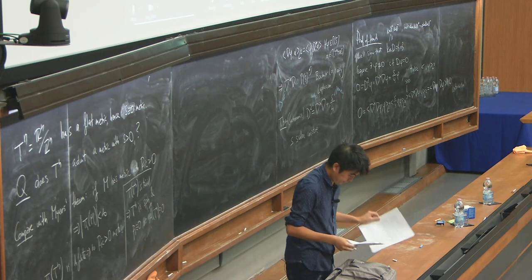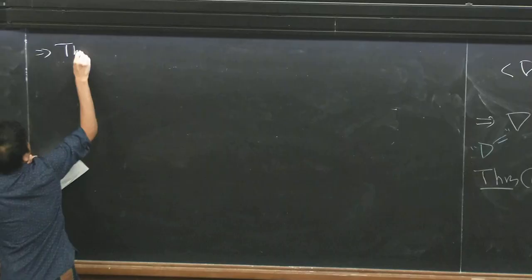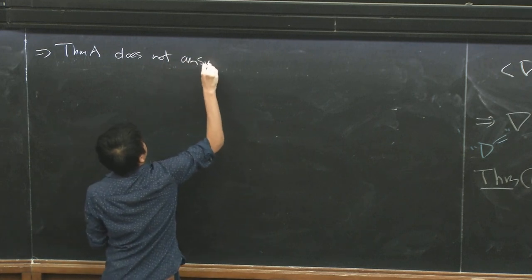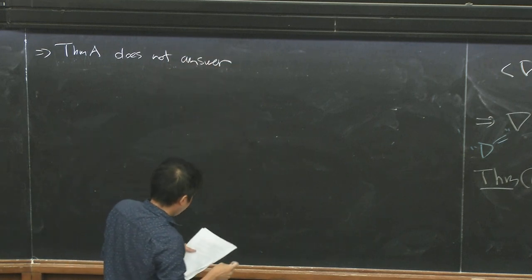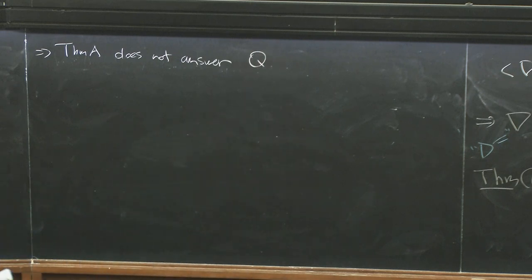So Theorem A does not answer the question. To answer it, in Theorem A we look at a single Dirac operator, but really, as the title of the mini course suggests, families of Dirac operators, it's much better in general not to look at a single Dirac operator, but at some families of twisted versions of it.